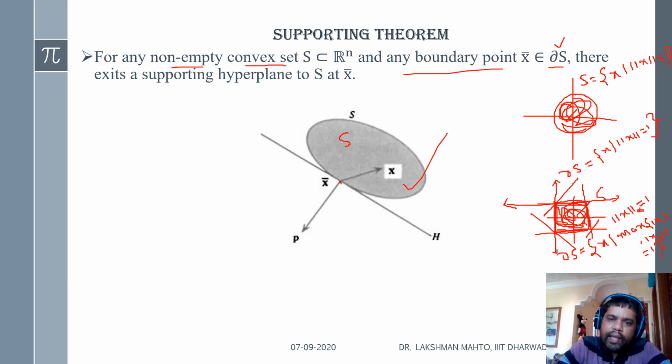In this set, if you take an elliptical disc, then what you observe is that every boundary point has a smooth boundary. This set has a smooth boundary. So at every boundary point we can define a unique supporting hyperplane. So here it is already defined.